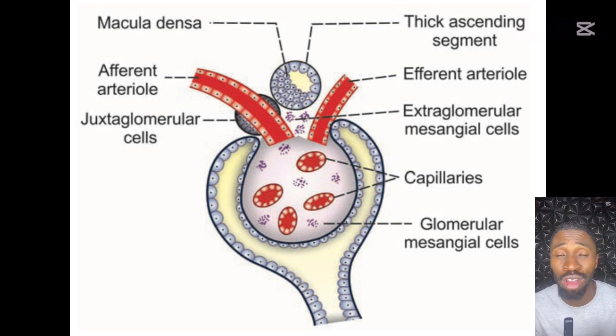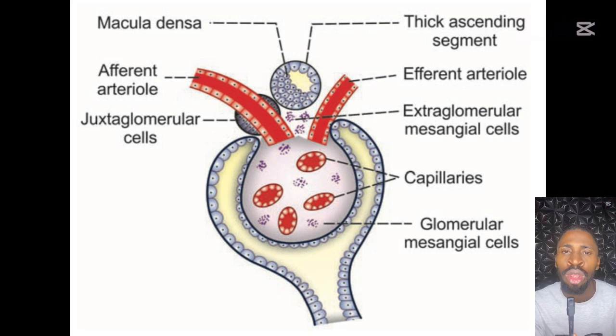The next one is the juxtaglomerular cells. Just like the intraglomerular mesangial cells, the juxtaglomerular cells are granulocytes, which means they have secreting granules. They both have secreting granules. Why? Because they secrete important hormones or enzymes that help in regulating your filtration, which is your glomerular filtration rate.